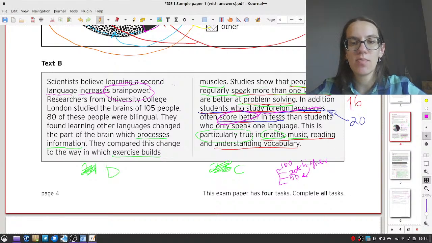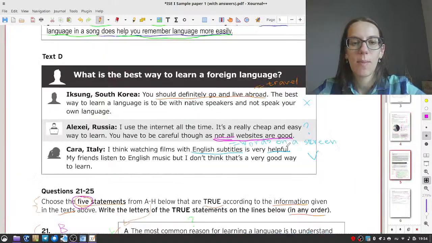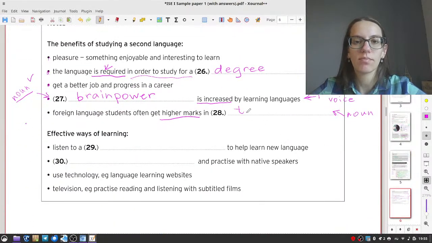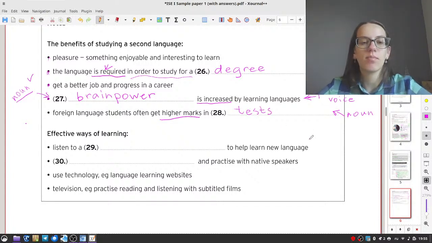And where do they get higher marks or better scores? Well, in tests. So that's our word. Can we use it here? Yeah. Why not? Tests. Does it make sense? Yeah. Foreign language students often get higher marks in tests. Next we need to check that it's a noun or a noun phrase. Is it a noun? Yes, tests is a noun.